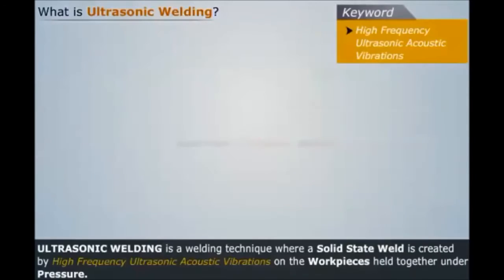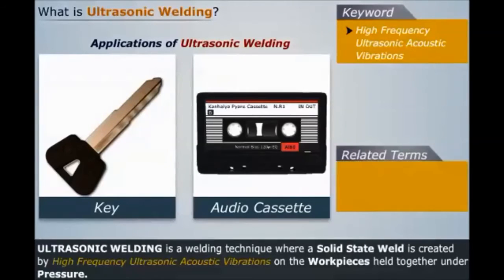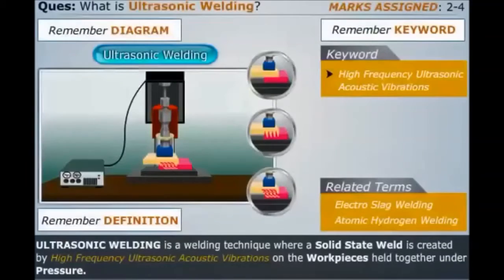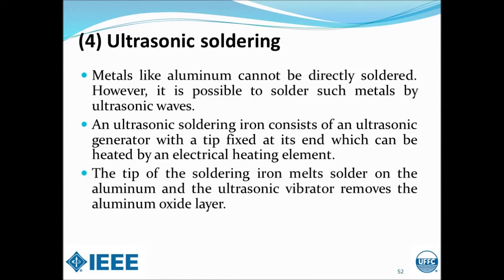Some of the examples of ultrasonic welding. Related terms are ultrasonic soldering. For metals like aluminum, which cannot be directly soldered, they can be soldered using ultrasonic waves. An ultrasonic soldering iron consists of an ultrasonic generator with a tip fixed at its end, which can be heated by an electrical heating element. The tip of the soldering iron melts solder on the aluminum, and the ultrasonic vibrator removes the aluminum oxide layer.